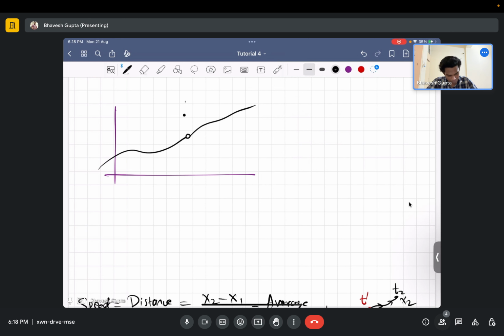Then you cannot define something called a rate. Let's say, for example, at x equal to a, we had a jump, and here the function is defined. So over here, the function is not differentiable.